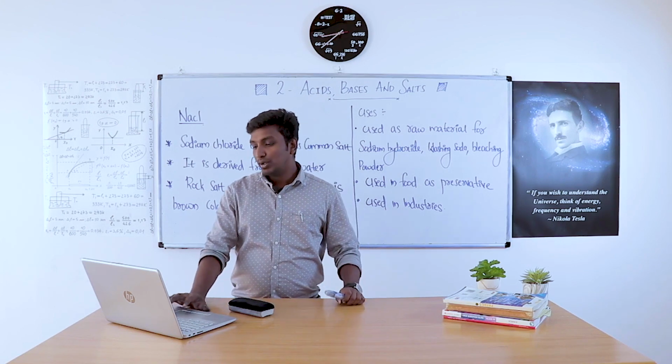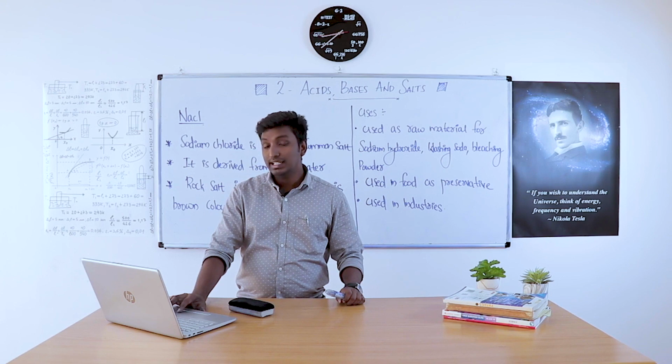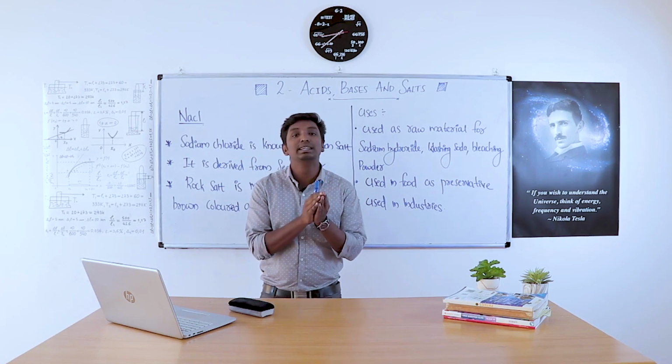You know that our body functions between pH range 7 to 7.8. Living organisms can survive only in a narrow range of pH change.